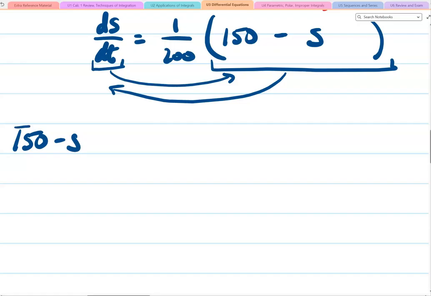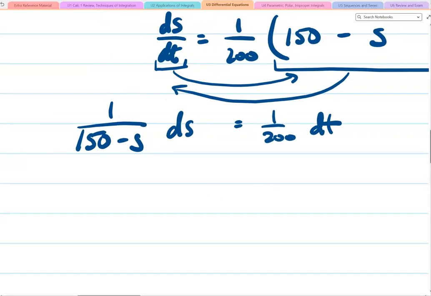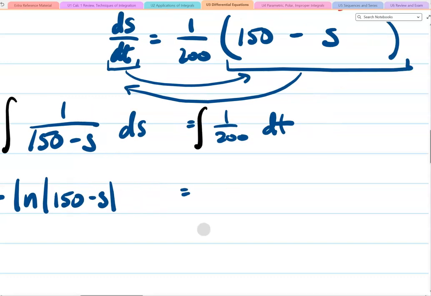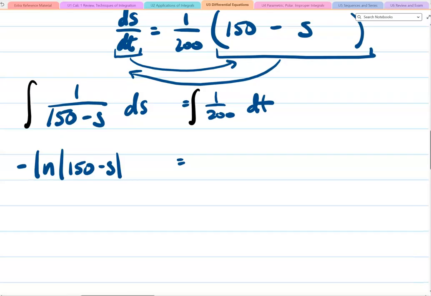1 over 150 minus S, ds, is equal to 1/200th dt. And if we integrate both sides of the equation, we've seen this procedure many times before now, we get the natural log of 150 minus S. I have to introduce a negative sign here to combat the negative sign in here. It's kind of like a mini chain rule. You could use a U substitution there to calculate that as well, but that's what we've got, plus C.